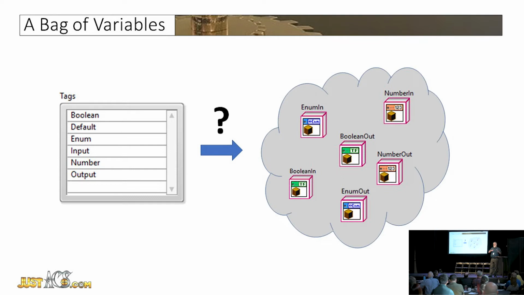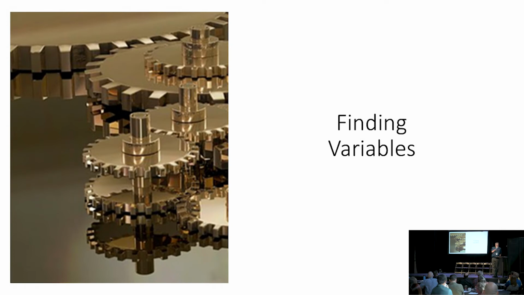And now we get to the task that I actually want to talk to you about today, which is how I can grab a few of those tags and use them to extract a small handful out of this big bag of variables. So how do I do that? How do I go out finding those variables?